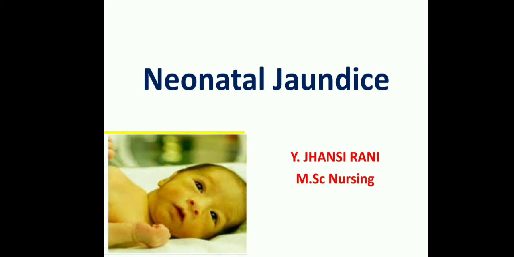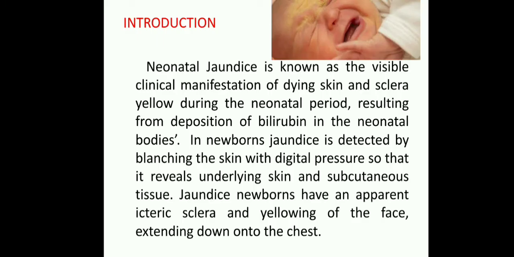What is neonatal jaundice? Jaundice is characterized by yellowish discoloration of skin and mucous membrane. It is diagnosed by total bilirubin levels of more than 7 to 15 milligrams per dL. That is called hyperbilirubinemia or neonatal jaundice. First, we will discuss the introduction.